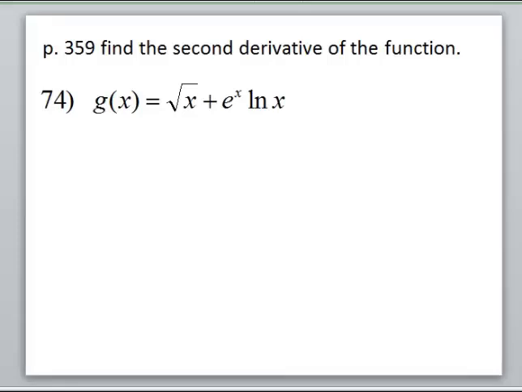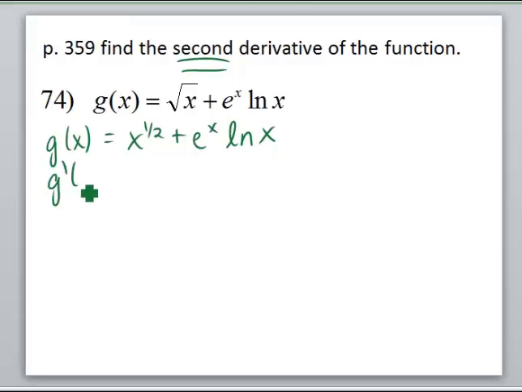This is my last problem. In this problem, again, we're asked to take the derivative. This is the second derivative. Before I take the first derivative, I'll go ahead and rewrite. I have x to the 1/2 plus e to the x ln x.